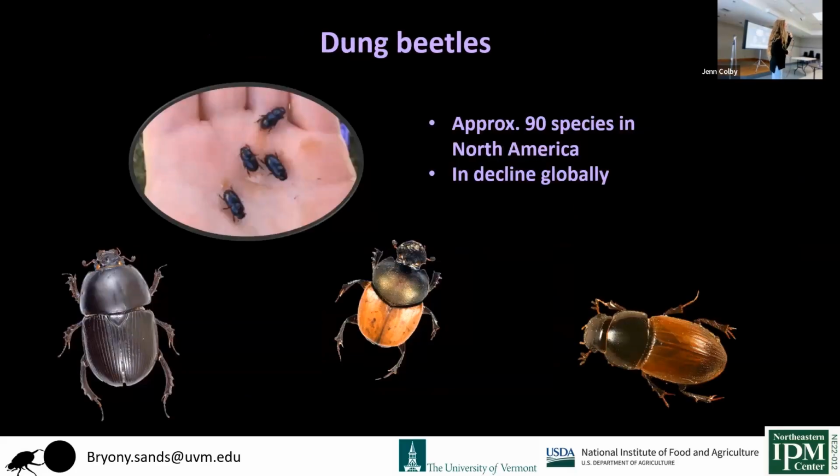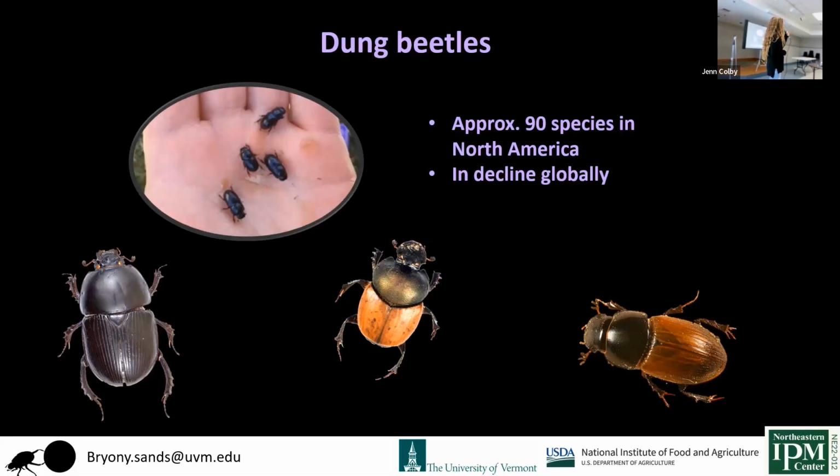You might be surprised to hear that we have dung beetles, although I'm sure a lot of you know that already. In Vermont, some people are not aware of that. They are quite small, they're not like the ones that we see on TV. So you can see them in the palm. There's about 90 species in North America, and they are in decline globally for a lot of the same reasons that many insects are declining: pesticide use and habitat loss, etc. But these are all pictures of beetles that we might find in Vermont. The ones on the left here are tunneling beetles.